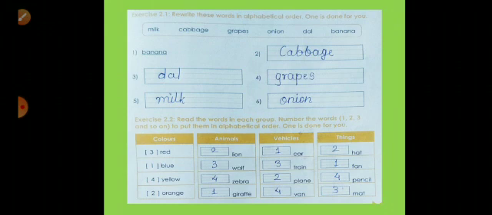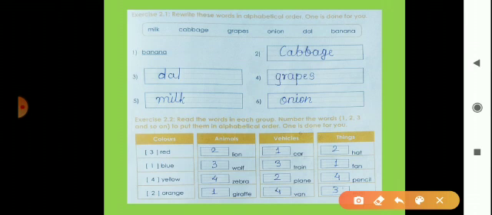So have you ever seen your names in the teacher's attendance register? In this register your teacher also writes these names in alphabetical order. Okay, so it is easy to find the names written in alphabetical order. So the teacher can easily find your name in the muster. So the teacher writes alphabetically. Okay, so here are some words. First is milk, then cabbage, then grapes, onion, dal, banana. So here, rewrite these words in alphabetical order.